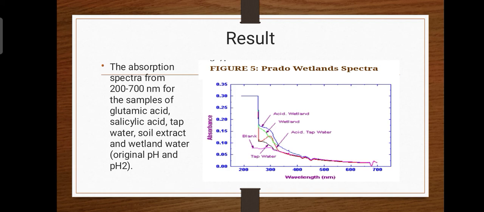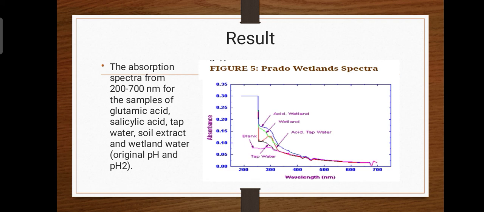We can see that the acidic wetland has a higher absorbance than the wetland alone or the acidic tap water. That is because, based on what I have told you earlier, the presence of some oxidants may interfere with the results of the absorption of our given sample alone.